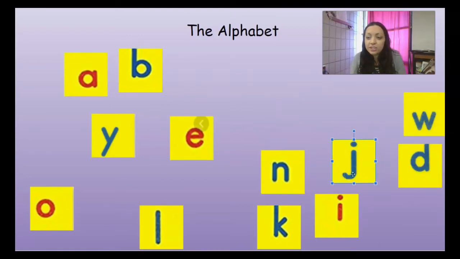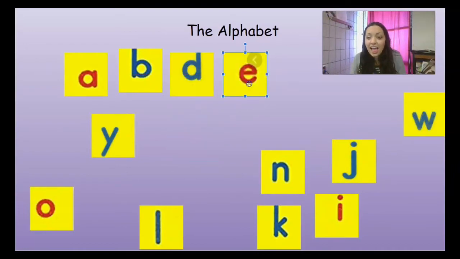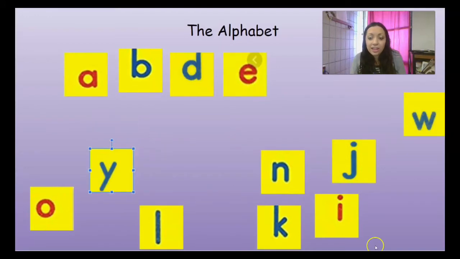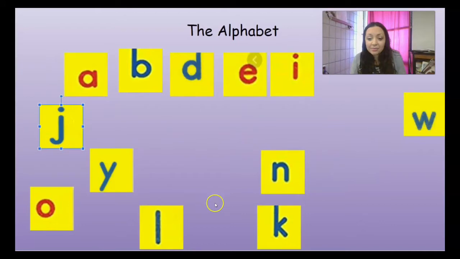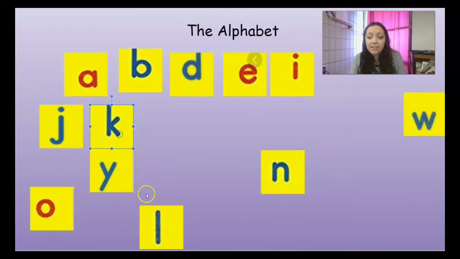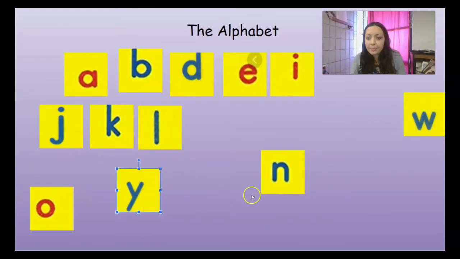We don't have a C. What's after C? D. Do you see the letter D? Yes. What's after D? E. Very good. And we do see the letter E. Then F. No F. How about G? No G. H. No H. I. Yes, there's an I. And then J. Good job. Then K. Good job. L. How about M? No M. N. Yes, there's an N.